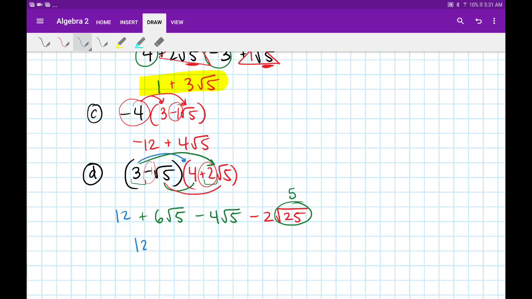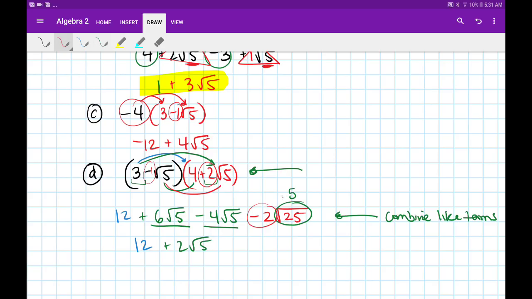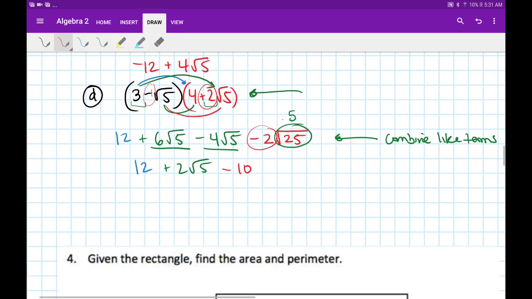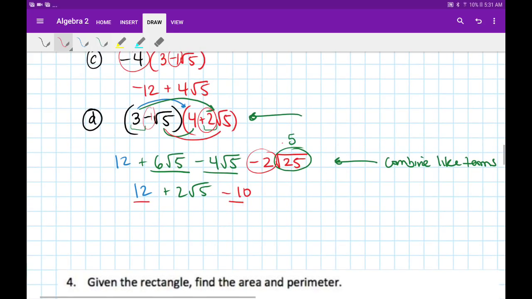Let's continue. I have 12, and I'm noticing I have some like terms here. Plus 6 root 5 minus 4 root 5. Now I'm done multiplying, right? This was my multiplication step. Now I'm combining like terms, because it's all addition and subtraction now. So that leaves me with plus 2 root 5. And then finally I have minus 2 times 5, which is minus 10. So we'll finish up. 12 minus 10 is 2. And my final answer is 2 plus 2 root 5.